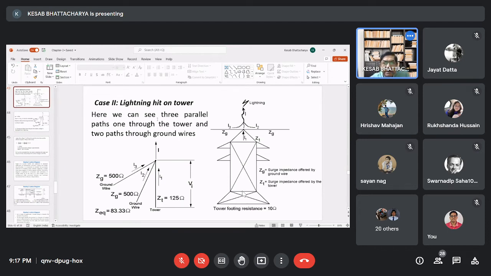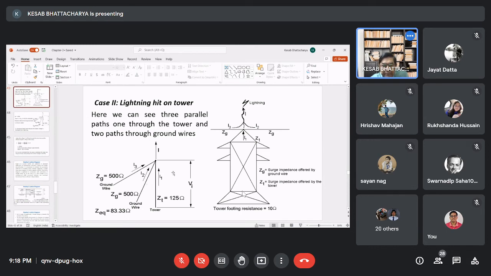Next case. In the previous case, case 1, we considered the case when lightning hits the ground wire, not the transmission line. Here, though the earth wire or ground wire is there, lightning directly hits the tower like this. So when this happens, there are practically three parallel paths. One is through the tower body, and there are two parallel paths via the two outgoing earth wires.